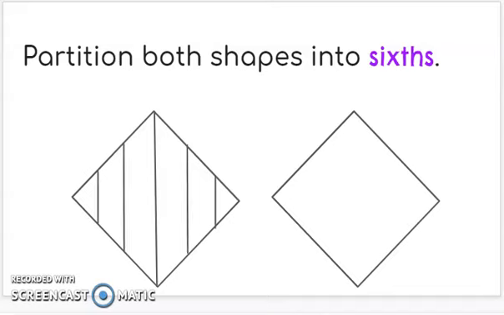What about this one? 1, 2, 3, 4, 5, 6. I have 6 pieces, so have I made sixths? Once again, look at the size of this piece and the size of this piece. They're not equal copies or equal sized pieces. That is not a fraction.